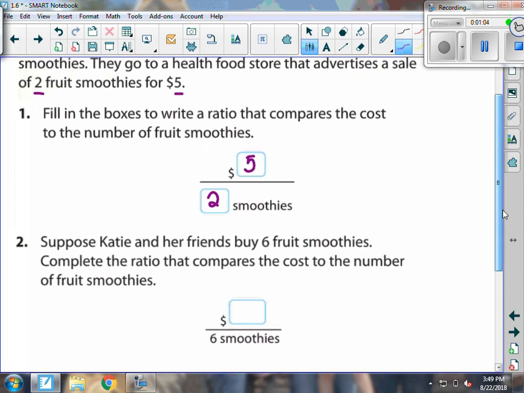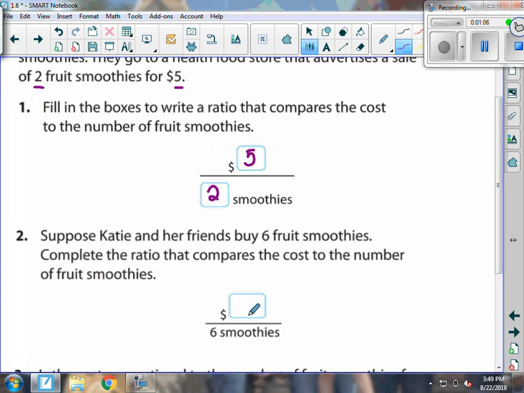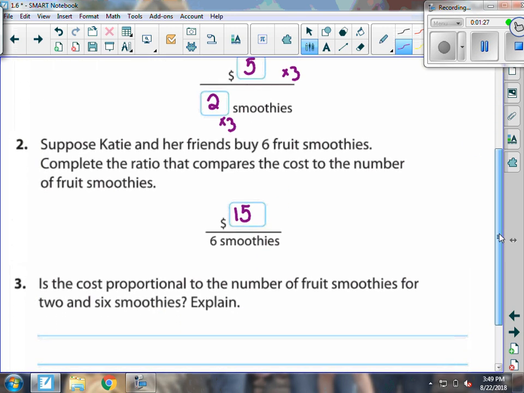Suppose Katie and her friends buy 6 fruit smoothies. Complete the ratio that compares the cost to the number of fruit smoothies. So instead of 2 smoothies, we're now getting 6. So we're multiplying this by 3. So we have to do the same thing with the cost. So 5 times 3 is 15. So it'll be $15 for 6 smoothies.